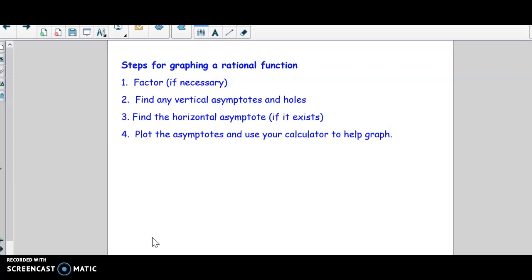Okay, in this video we're going to finally put all this together and make a graph of a rational function, section 8.3. Here are the steps. Factor if necessary. Sometimes it won't factor or it'll already be factored, but if it's not, then factor. Find vertical asymptotes and holes, denominator equals 0, and then use the chart for the horizontal asymptote. We're going to plot all that and use our calculator to help us create the graph.